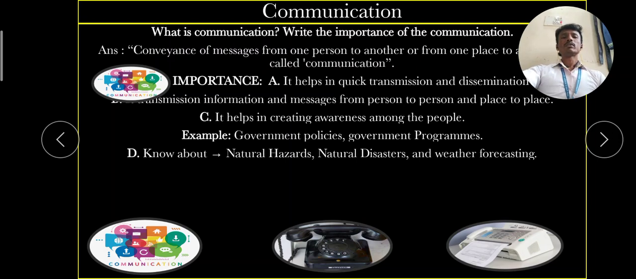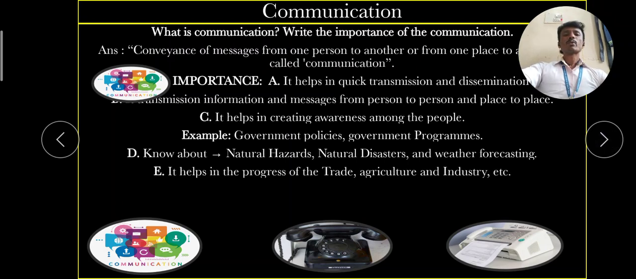And we know about natural hazards, it means the dangers nature provides. We can get awareness through media, through communication. And natural disasters, we get information about cyclones, earthquakes, etc., and weather forecasting, statements about weather conditions. That is also possible to get through communication.